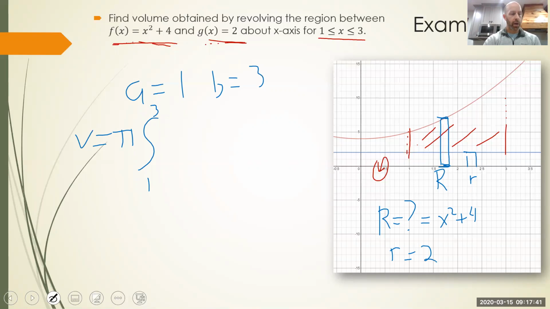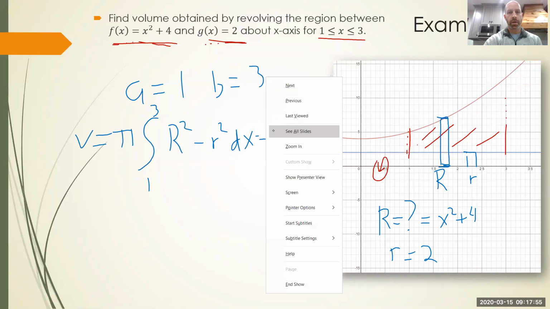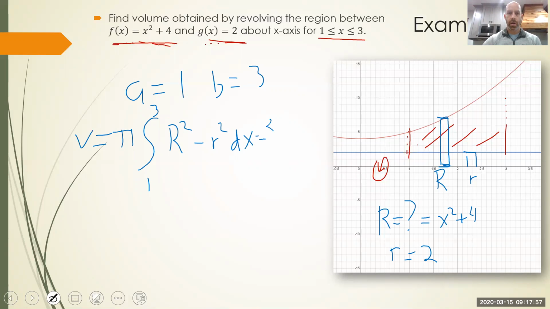So our integral here is going to be pi 1 to 3 of big R squared minus little r squared dx, and that answer is 2,126 over 15 pi. So I'm giving you the exact answers here, in case you want to actually try to work those out by hand.